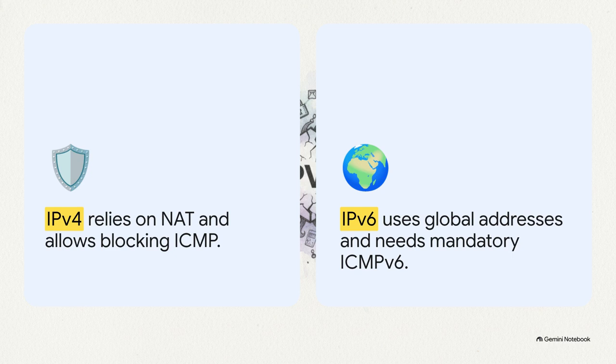But look at the IPv6 reality. By design, there's no NAT. Every single device gets a globally routable address. Plus, you absolutely cannot block ICMPv6 without breaking your routing entirely. Core functions like Path MTU Discovery and Neighbor Discovery literally depend on it. So attackers suddenly have a much clearer, unimpeded path straight to your endpoints.